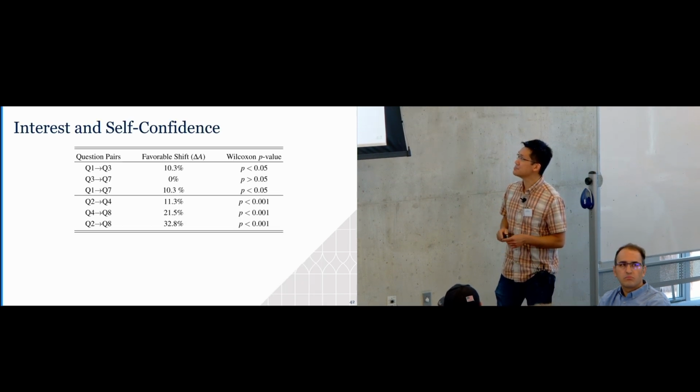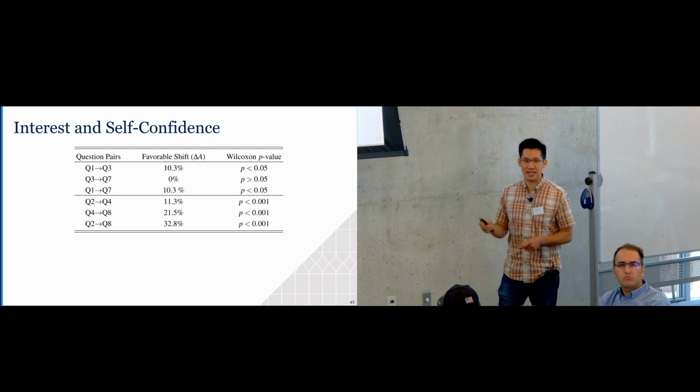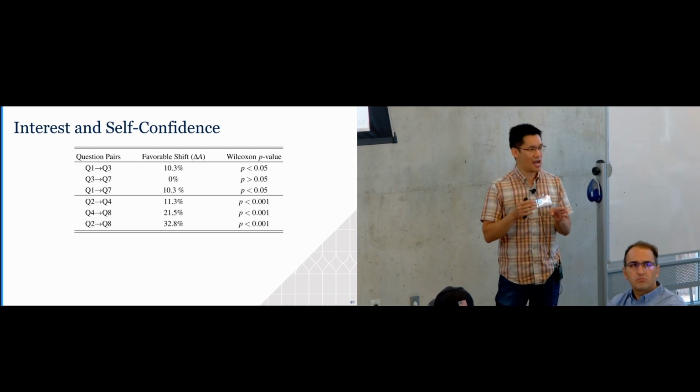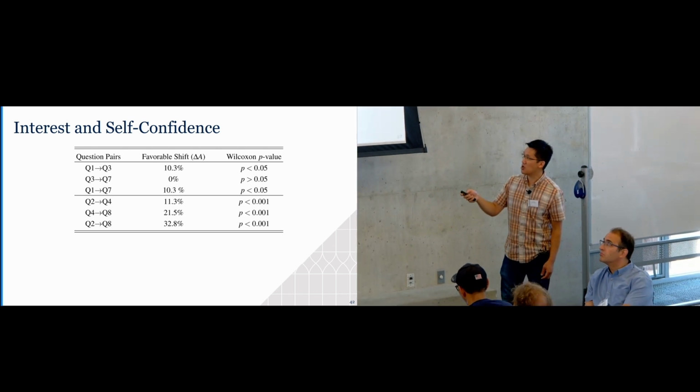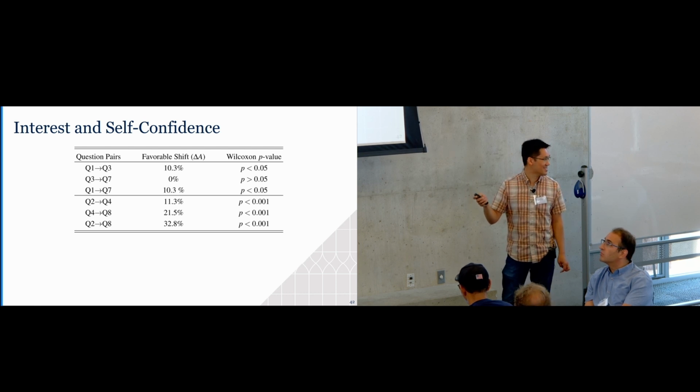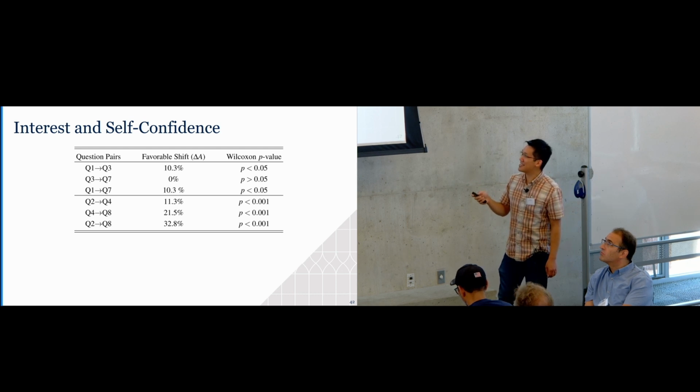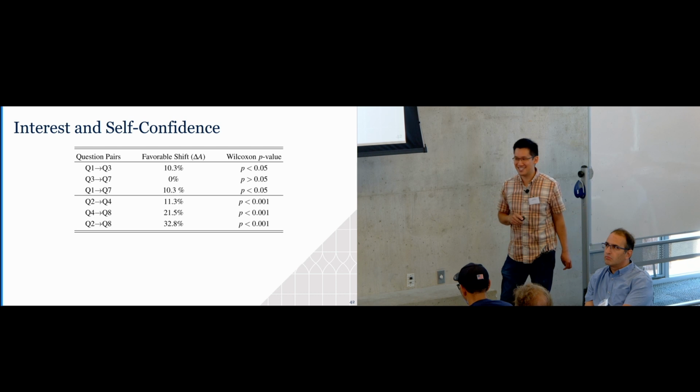What we're looking at here is the number of students that responded favorably, meaning they agreed or strongly agreed, and how that shifted going from question 1 to question 3, so after playing the game, and then question 3 to question 7 after my explanation, and then overall going from beginning to the end. You can see that from playing the game, students' interest in quantum computing went up by 10.3%. And after I explained it, it actually didn't improve any more beyond that. Just playing the game increased it, and that was it.